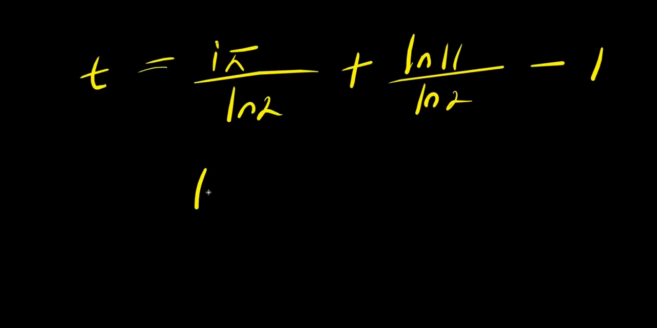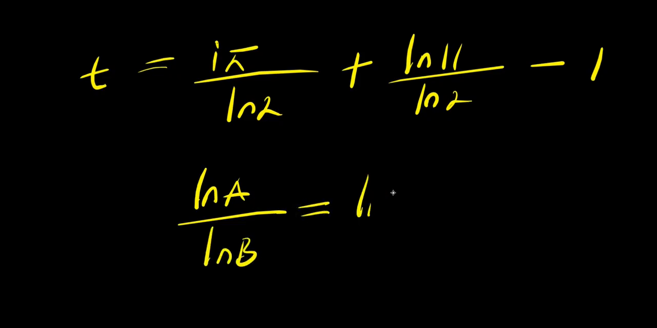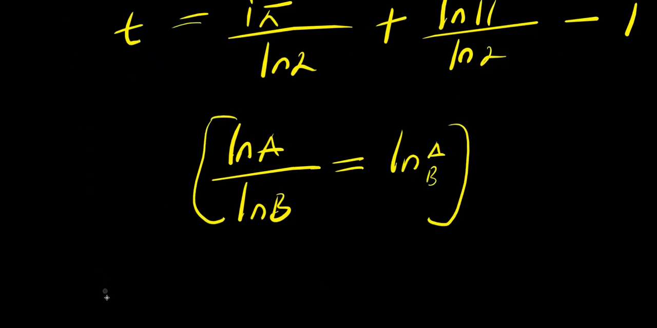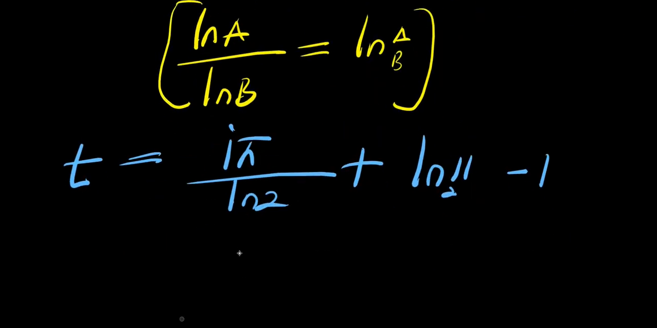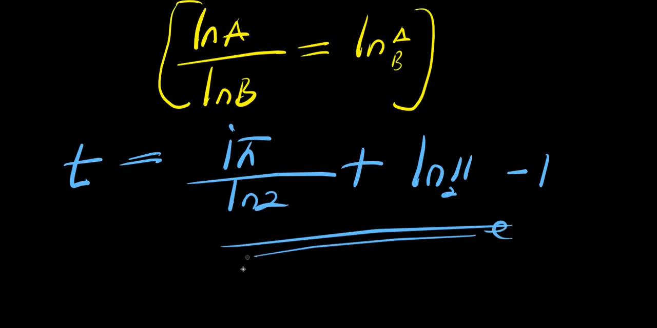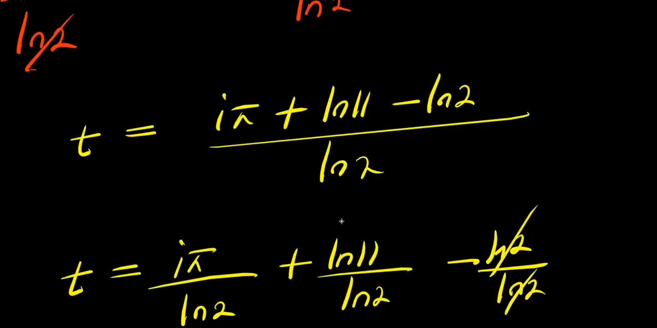And remember, natural log a divided by natural log b equals natural log a to the base of b. So we can say that t equals i times pi divided by natural log 2 plus natural log 11 to the base of 2 minus 1. So this is our answer right now. So you follow the step-by-step method of solving this.